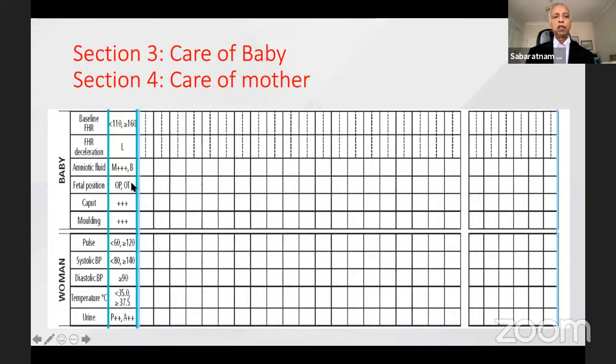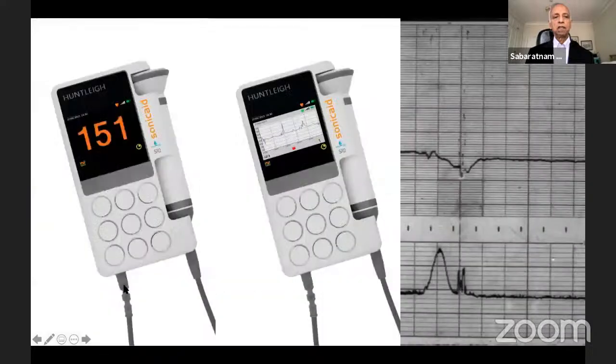Fetal position, OP or OT is an alert feature because you expect delay. Caput or molding, 3 plus, is an alert feature. And similarly, maternal pulse less than 60, more than 120, systolic blood pressure less than 80, more than 140, diastolic, temperature, and urine protein 2 plus or acetone 2 plus.